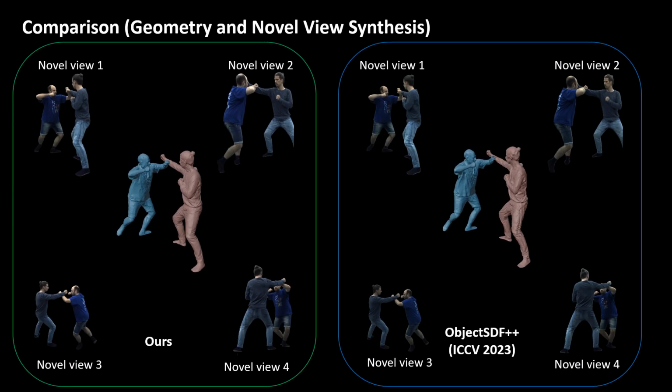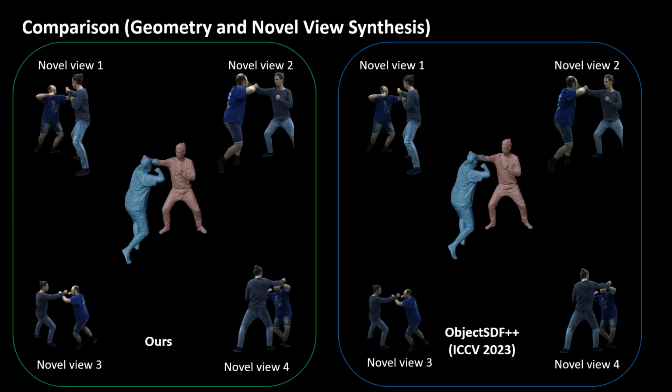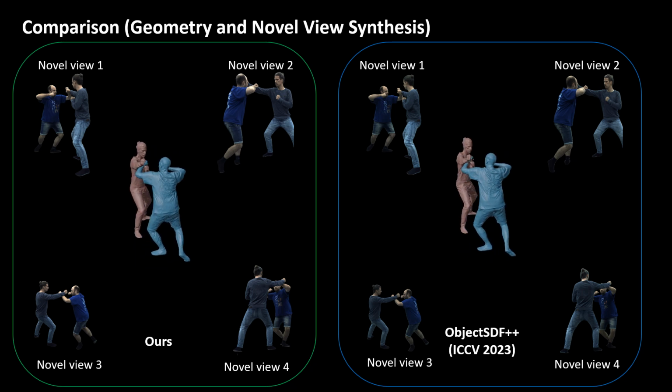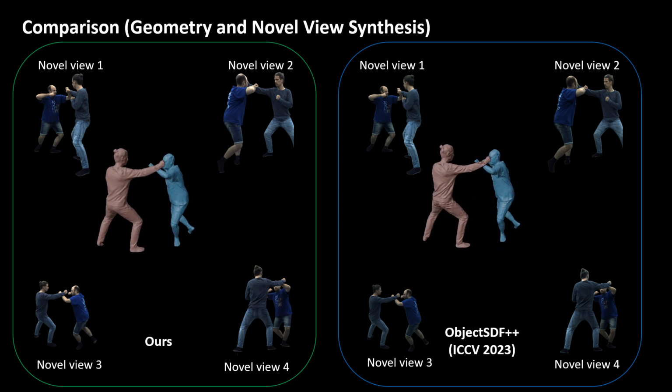Next, we will present some of our experimental results. First, we show a comparison of geometry reconstruction and novel view results. Here we depict a few human-human interaction scenes. Observe how our method outputs better results near the contact areas.